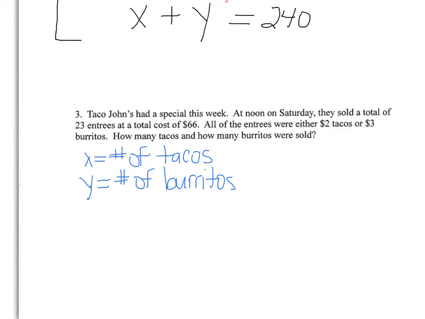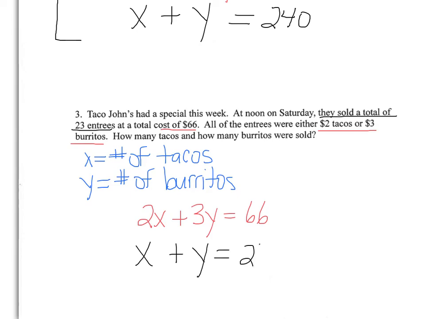All right, now let's try to set these up. I think I'm going to do the one that deals with money first. We have $2 tacos, $3 burritos, and $66. So money, money, and money goes together. $2 for a taco, 2x, plus $3 for a burrito, 3y, equals 66. The one that I think is the hard one to set up is that they had sold a total of 23 entrees. That means the number of tacos plus the number of burritos has to equal 23. Now, once I have these variables defined and these two equations written, I have now set up this system of equations problem.